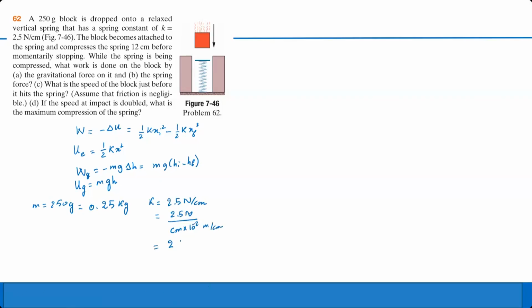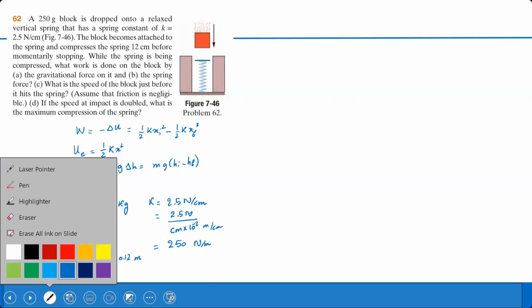So this is basically 250 Newton per meter. So the block compresses the spring 12 centimeters before momentarily stopping. This means that at this distance, X max, which is 12 centimeters or 0.12 meters, we have V max is 0. What work is done on the block by the gravitational force on it?